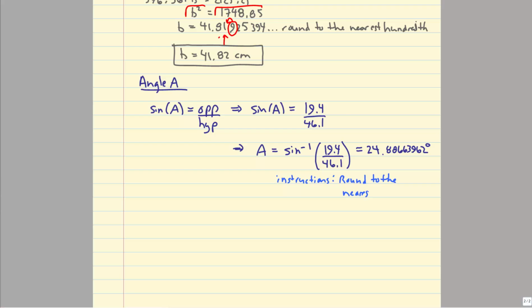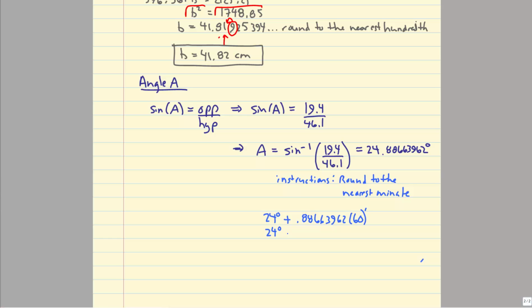Now it's been a while since we've done one of these. So the way we would round this to the nearest minute is I would take 24 degrees plus, this says 0.88663962 minutes, and there's 60 minutes in 1 degree. So I would take that value, 0.88663962 times 60, and that would give me 53 minutes.